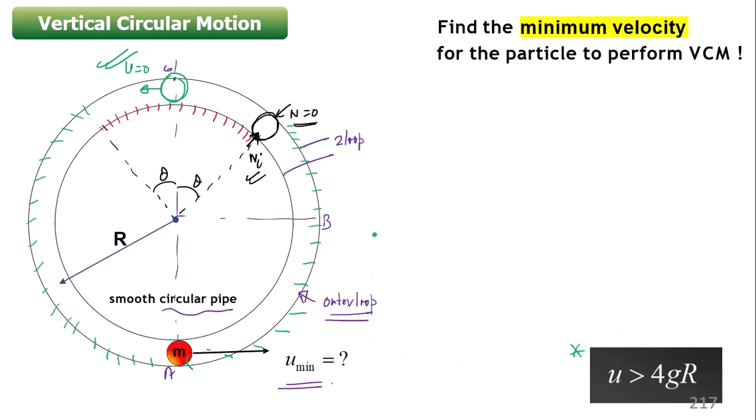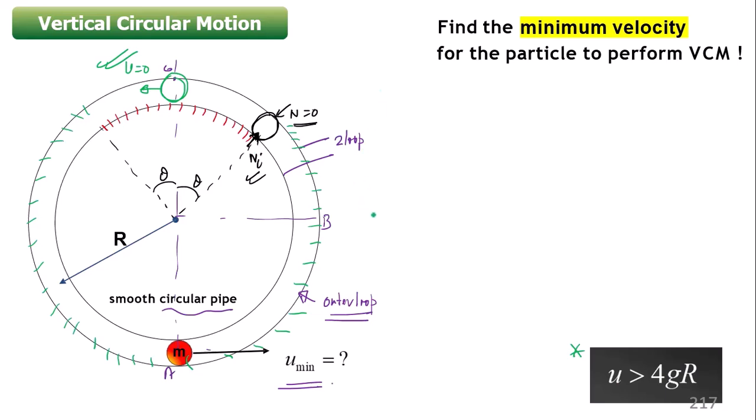Okay, so the particle may be trapped in between two circular pipes, or the particle may be supported by only one particular loop, one inner loop. Once only a single loop is there, then the answer is root 5gr. But once the two loops are there, or the particle is trapped between a circular pipe, then the answer is root 4gr. That is exactly similar to the situation when the rod is active.